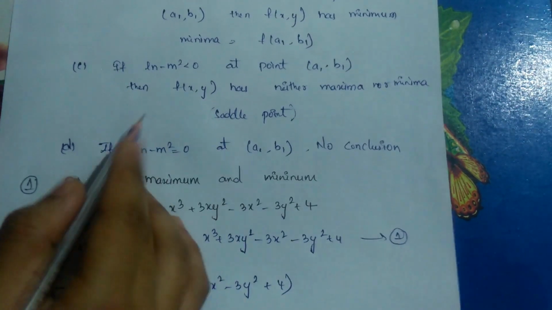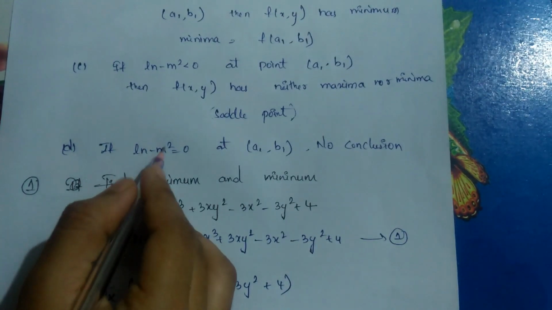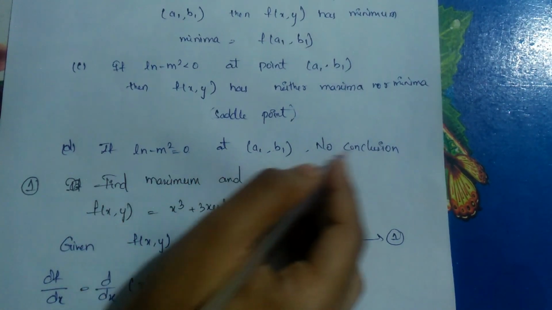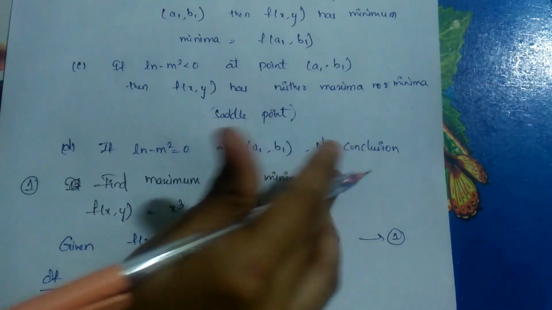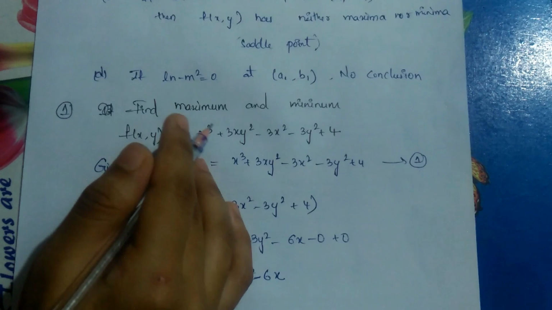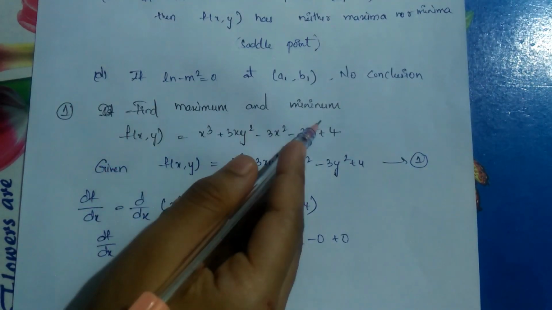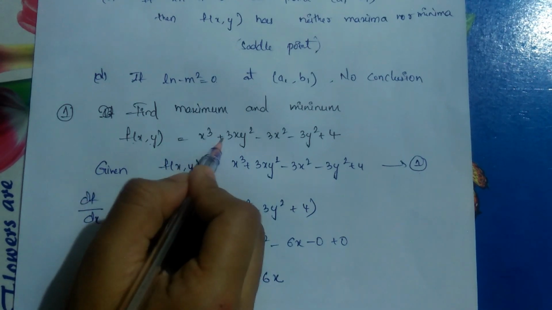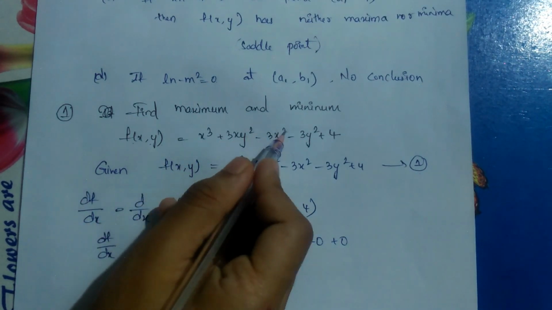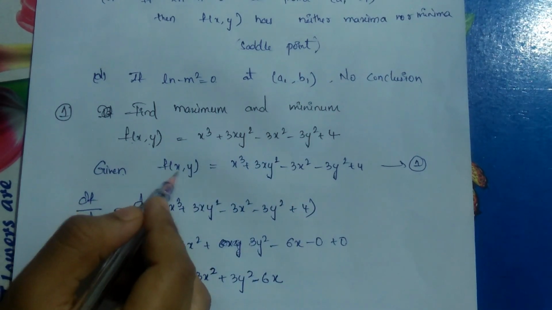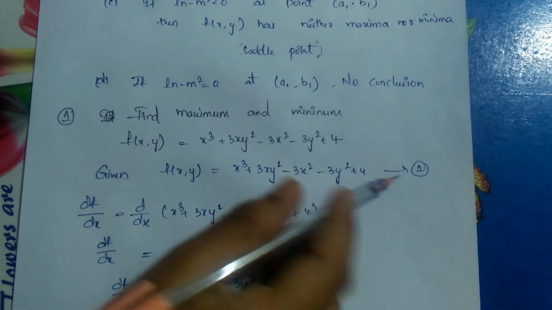Then the fourth point comes: if ln minus m square is equal to 0 at (a1, b1), then we write the statement as no conclusion. So we shall solve one problem here. Find the maximum and minimum of the function f(x, y) = x cube plus 3xy square minus 3x square minus 3y square plus 4. So this is the given function. Let it be equation number 1.